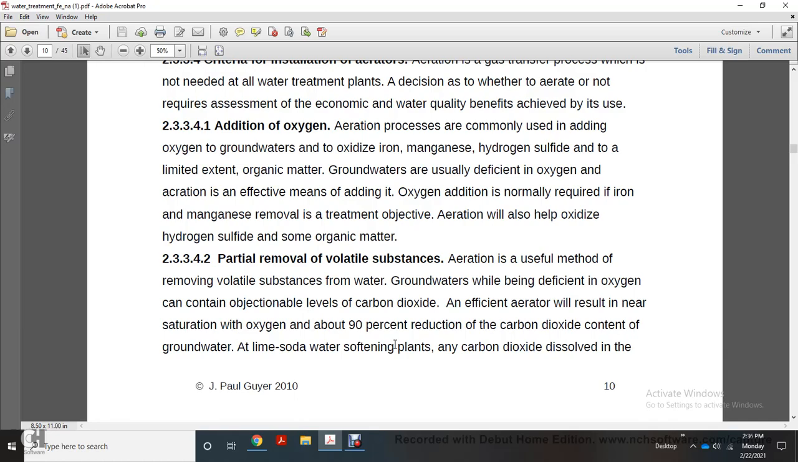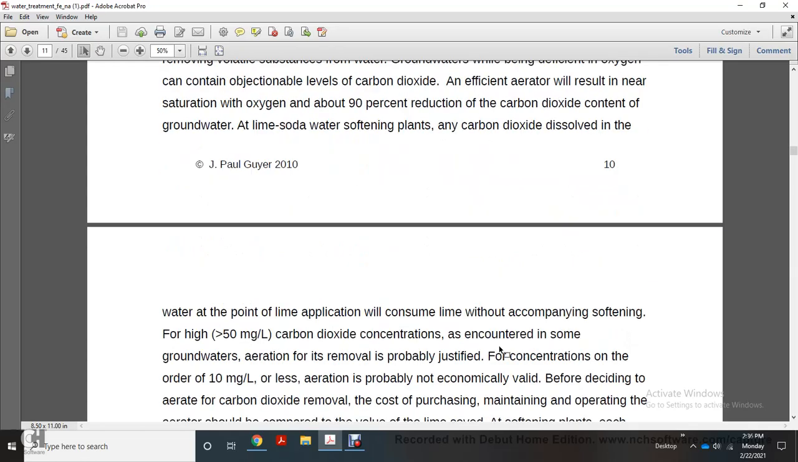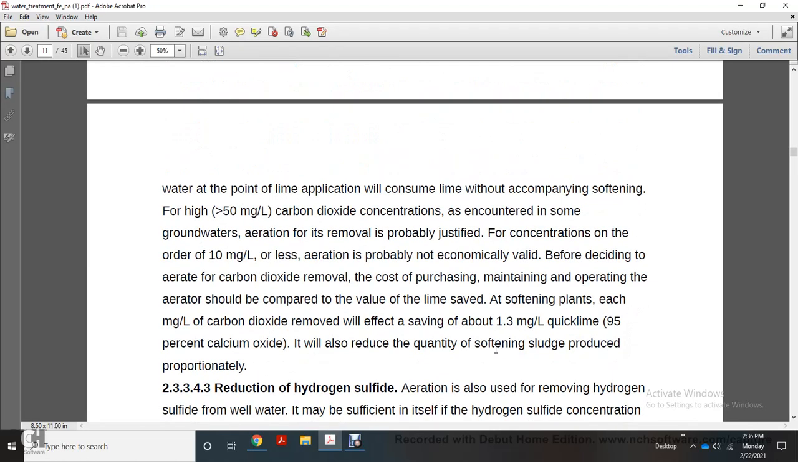groundwater. In lime-soda water softening plants, carbon dioxide dissolved in water at the point of application will consume lime without accompanying softening for carbon dioxide concentrations up to 500 milligrams per liter. Where carbon dioxide concentration greater than 500 milligrams per liter is encountered in groundwater, aeration removal will probably be justified. For concentrations on the order of 10 milligrams per liter or less, aeration is probably not economically valid. Before deciding on aeration for carbon dioxide removal, the cost of purchasing, maintaining, and operating the aerator should be compared with the value of the lime saved.